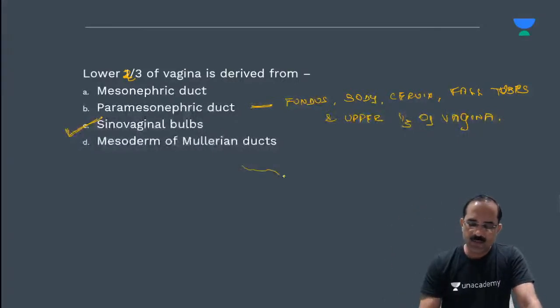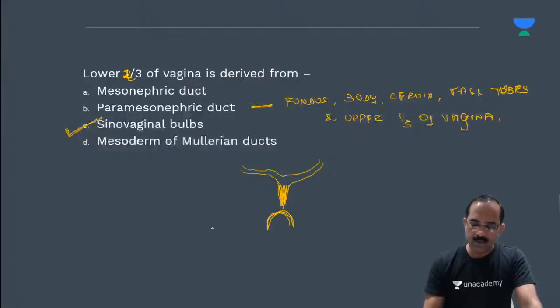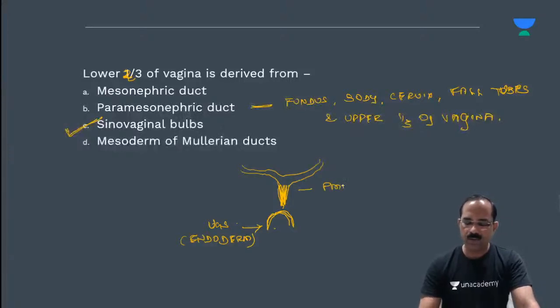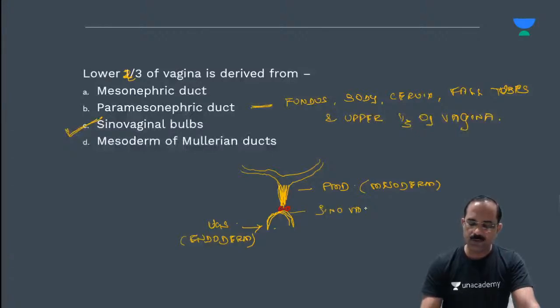So these are the two paramesonephric ducts. The two paramesonephric ducts fuse and open into this. What is this now? That's the urogenital sinus. The urogenital sinus is derived from endoderm, and the paramesonephric ducts are derived from mesoderm. And now you get two bulbs here. What are these bulbs known as? This is what we call the sino-vaginal bulbs.